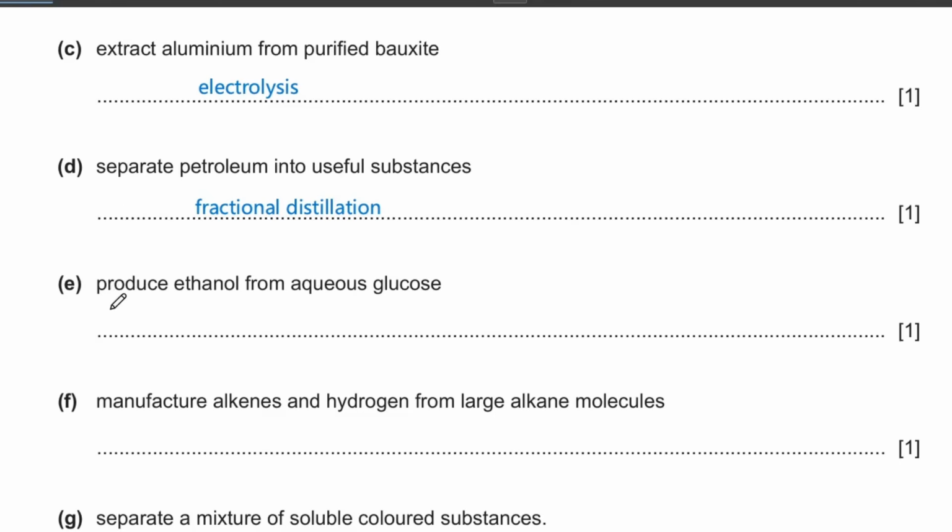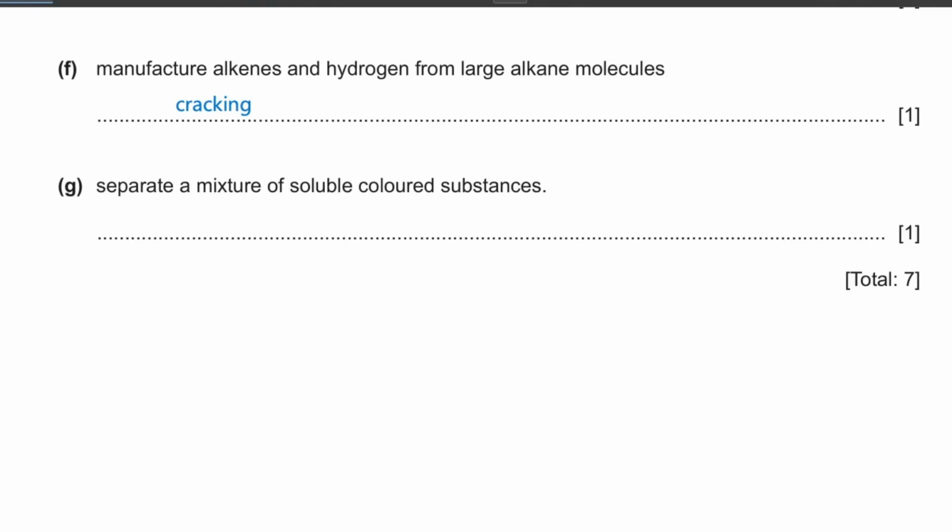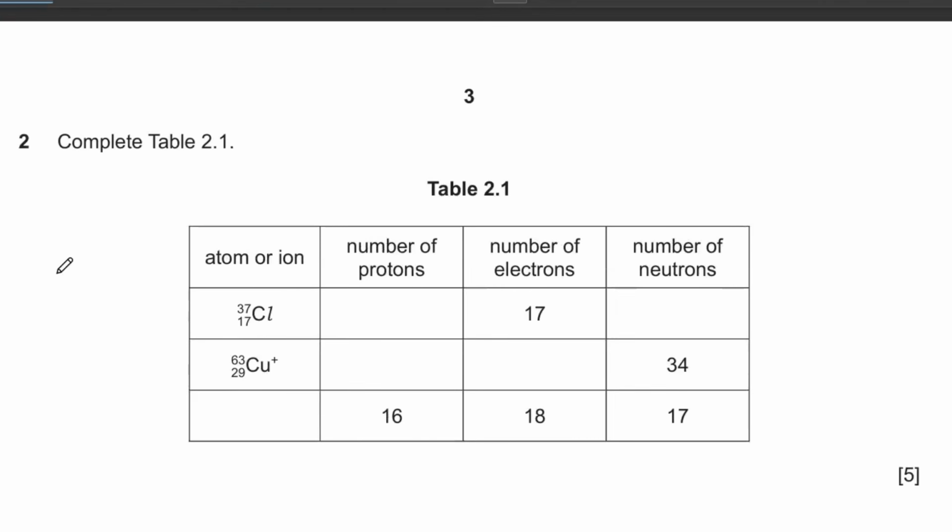Next, the process that is used to produce ethanol from aqueous glucose. That process is fermentation. Fermentation is anaerobic respiration using yeast. Next, manufacture alkenes and hydrogen from large alkane molecules. That process is cracking. Cracking is breaking of large hydrocarbons into smaller ones. Next, separate a mixture of soluble colored substances. That process is chromatography.